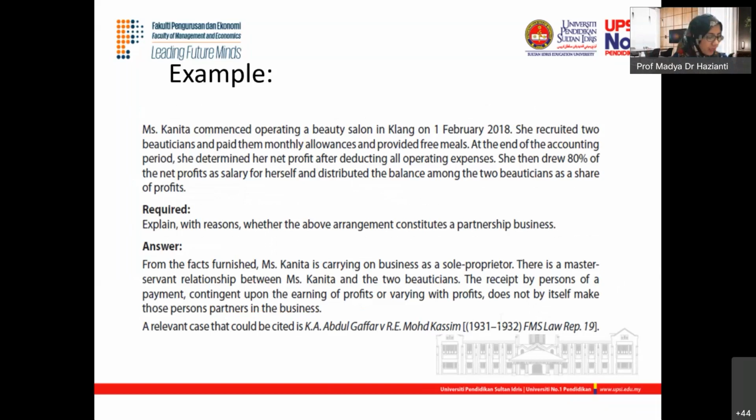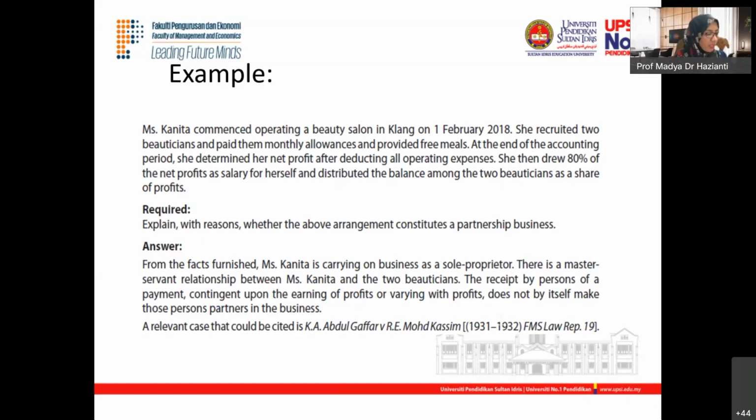This is Miss Kanita. Ini contoh just to show you an example of whether a partnership exists. Because first of all, kena tahu dulu whether in a certain arrangement the partnership exists or not. Partnership ataupun sole proprietor. We want to know sole proprietor ataupun partnership. Maknanya perniagaan tunggal lah ataupun partnership.